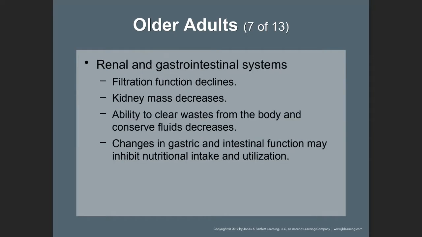For renal and gastrointestinal system, filtration function declines. And filtration is a very important process in the body. If the body can't filter out waste, then the waste is going to remain in the body, and that can cause significant issues with the kidneys and the heart. Kidney mass decreases, the ability to clear waste from the body and conserve fluid decreases. Changes in gastric and intestinal function may inhibit nutritional intake and utilization.